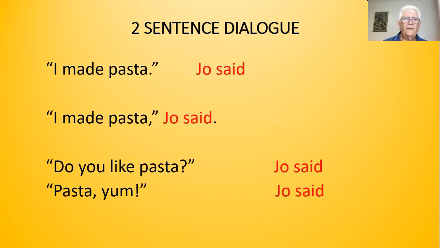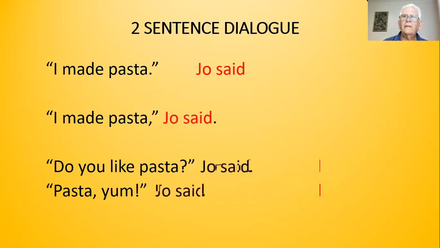Okay, the first bit this time is not a statement. I've given you two possibilities. "Do you like pasta?" "Pasta, yum!" Right, now we've got an exclamation. And we'd like to put "Joe said" on each of those. Do we have to do a thing? Not a thing. Just slap "Joe said," full stop, on those first sentences. So there you have the three forms as you've seen in the past.